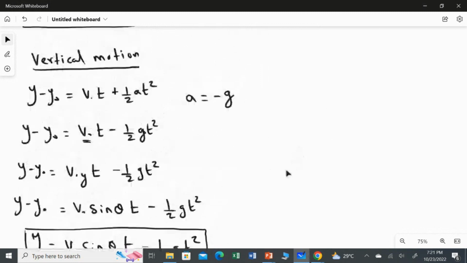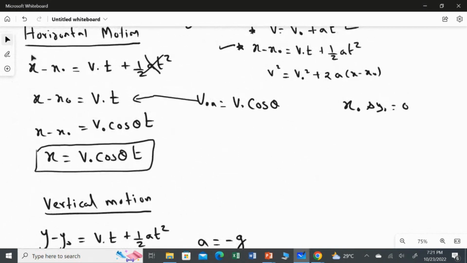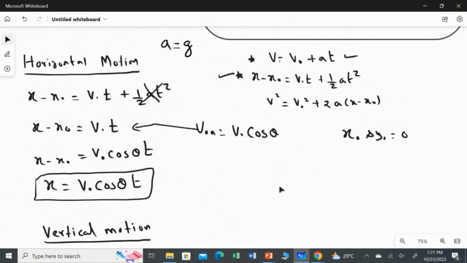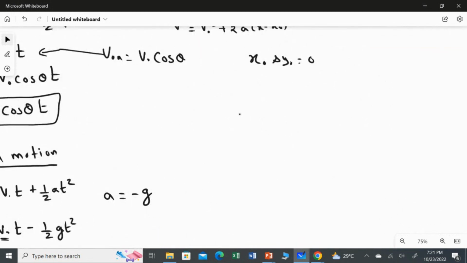Now we have to deal with the velocity of the projectile in horizontal motion and the velocity of the projectile in vertical motion. For studying the concept of velocity, I have to use the first equation. These equations I am going to use for the velocity. So we start with the horizontal motion.